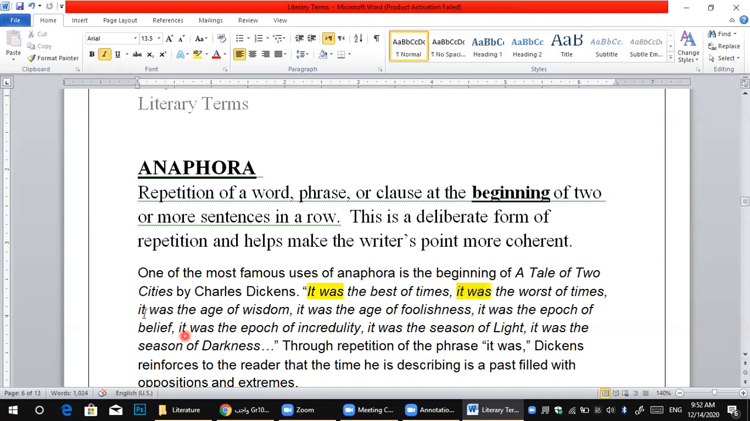It was, it's also, it was, and also it was. Okay, this is a repeat at the beginning of the sentence. Okay, thank you. So here, that's called anaphora.